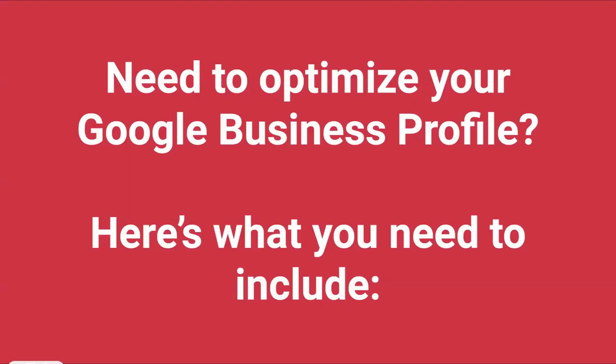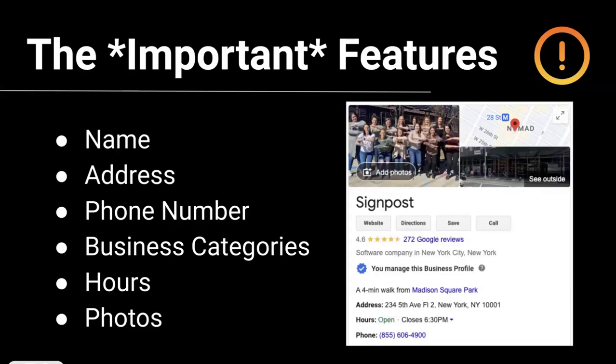So now that we have been able to get to the point of verifying our listing and having full access to dive around deep, let's talk about optimizing it and the important features that you want to take advantage of and include. Right here, we provided an example from our company's business profile. Over the next 2 slides, I want to talk about the really important features that need to be updated, correct, and included. So first and foremost, your company name.